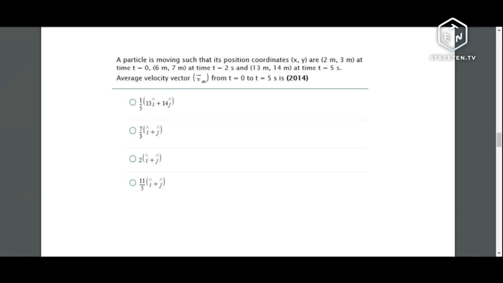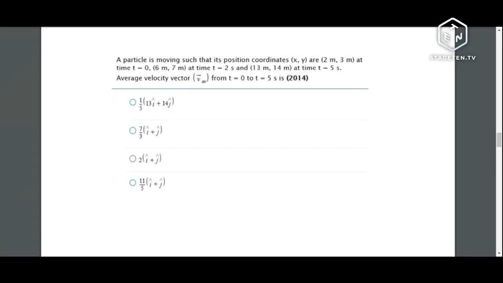As no answer is there, you can write at time t equal to 0, the position vector is 2i cap plus 3j cap. At t equal to 5 seconds, the position vector in this case is 13i cap plus 14j cap. Now for average velocity, you need to find displacement from the first place to the second place. So you have to take 13i cap minus 2i cap, that will be 11i cap. Then the second quantity is 14j cap minus 3j cap, that will be 11j cap. So my del R in this case is 11i cap plus 11j cap.